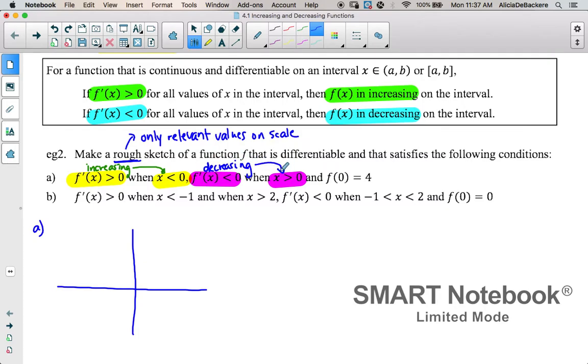on this interval here. And then the third piece here, when they tell me that f at 0 equals 4, this is just a point on the graph.